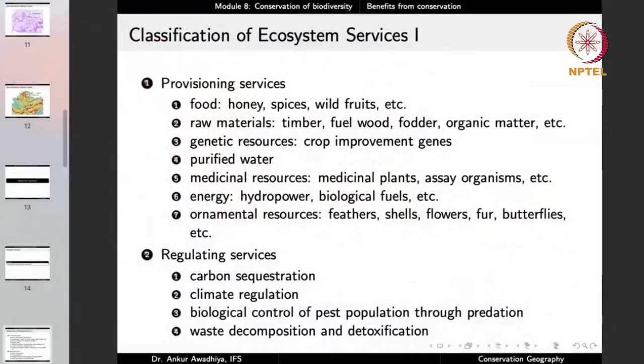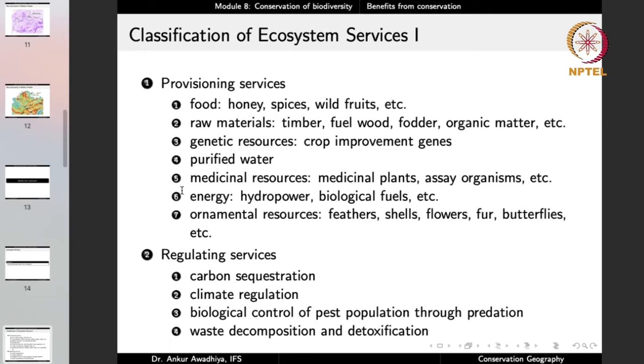In a large number of cases, the bacteria that are there in the sewage water will be eaten up by other microbes that are living in the water. So wetlands provide a huge provisioning service in the form of purified water. So they purify the water and provide the purified water that can be used by humans.